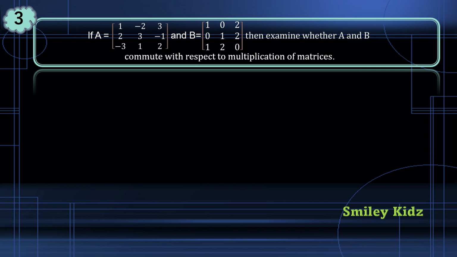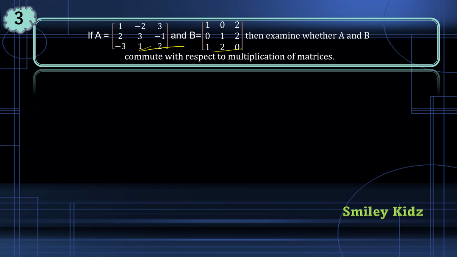Thirdly, we have two matrices of the same order, 3 by 3. They are asking us to examine whether A and B commute with respect to the multiplication of matrices. Now what does that mean? Well, what is the commutative property?